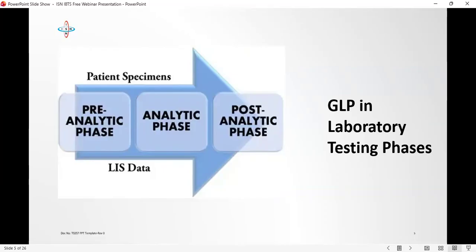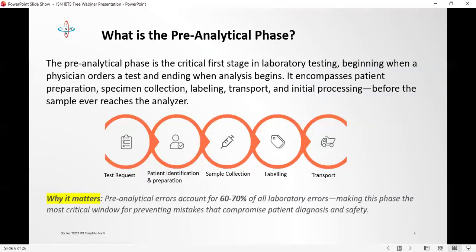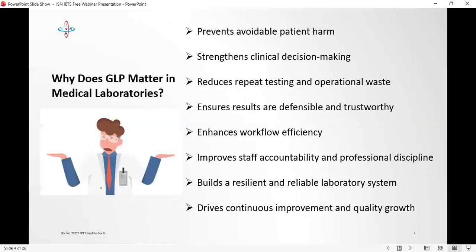The majority of laboratory errors occur before the sample even reaches the analyzer.